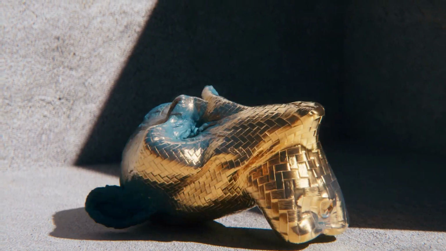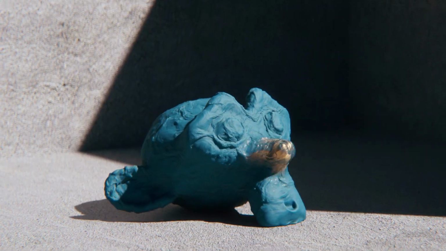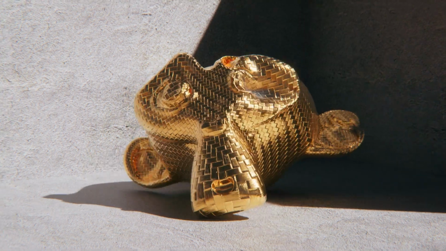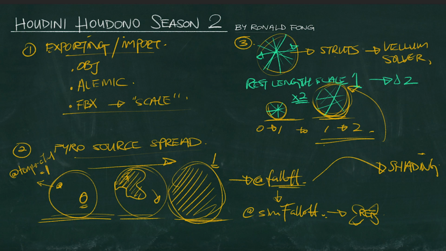So what you see on the screen now is the result, guys. I hope you enjoyed creating this setup, and here's what we covered today. Number one, we covered how to import and export objects from Blender into Houdini, and we explored a few file formats, the OBJ, the ABC, and the FBX, and even the GLTF. And we also explored the technique of how to do a custom spread source attribute using the Pyro Source Spread.